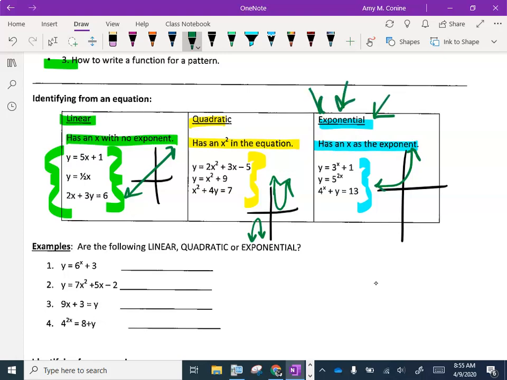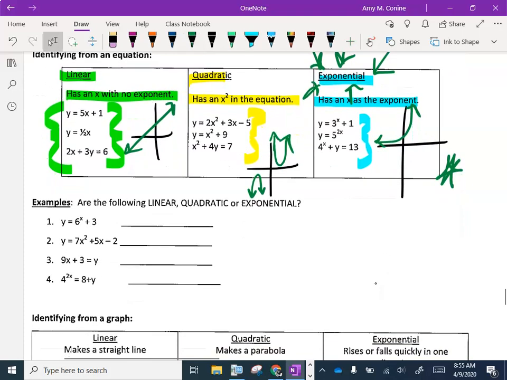which this applies more than ever right now because of our COVID-19 that we're dealing with at the moment. We're dealing with some exponential growth of that virus. So when you ask me when we're ever going to use it, right here, COVID-19. Have fun with that. All right, so some examples, just identifying the equations.